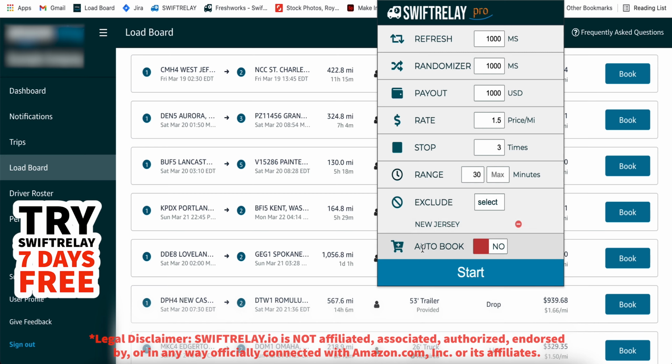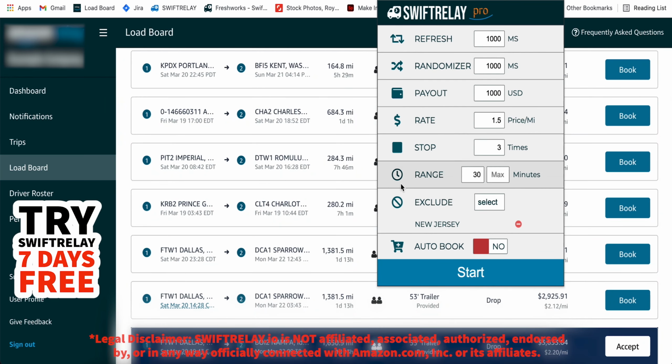So the last feature is Autobooker. Autobooker on means that as soon as I hit start, and if there is a load that fits all this criteria, it is going to autobook right away. Now, my suggestion is start without the Autobooker on. So you want to see if it is going to highlight the loads that you thought you would want to get. So let's start.